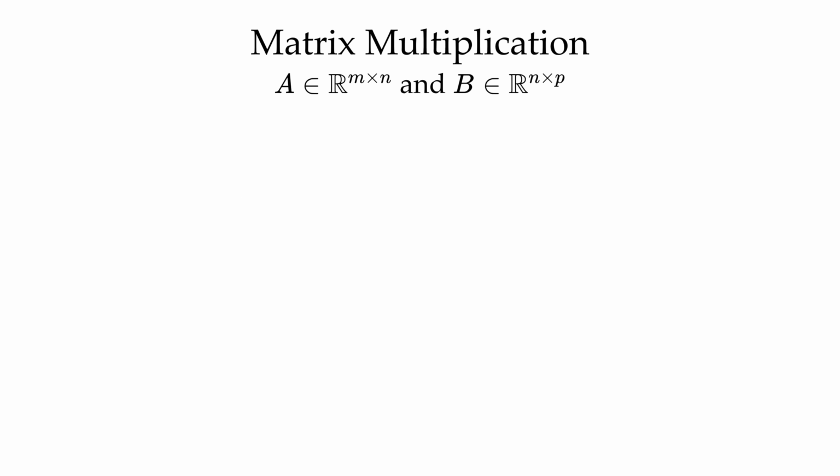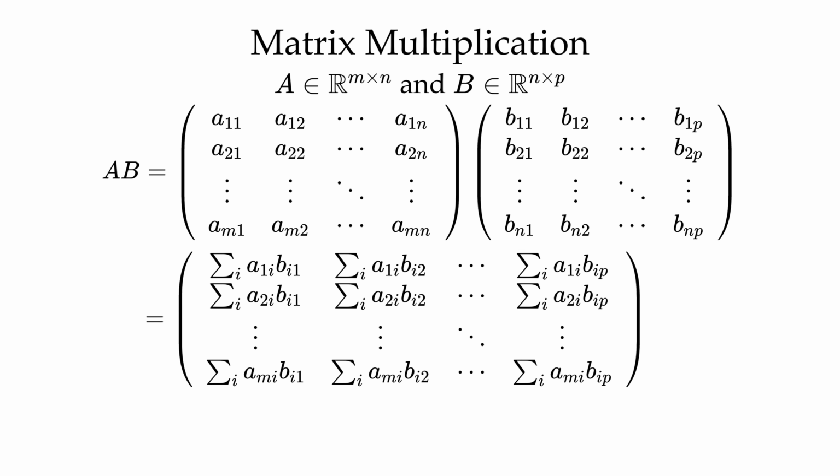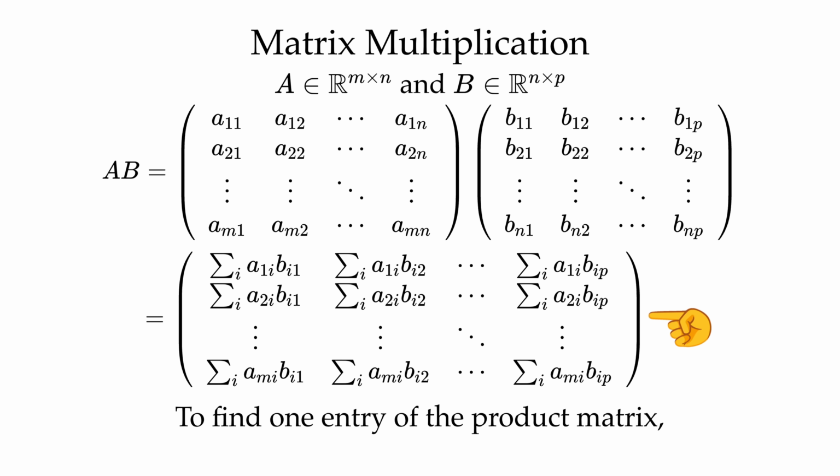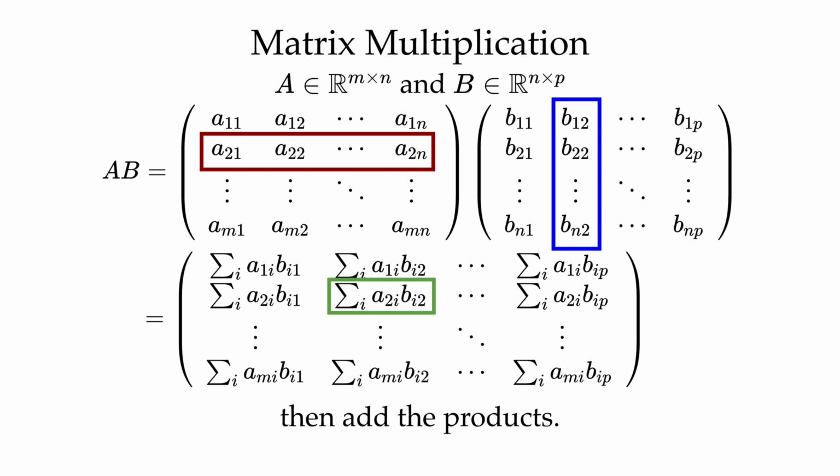The multiplication of two matrices A and B is defined as follows. So let's consider two matrices, A with m rows and n columns, and B with n rows and p columns. Then, to find one entry of the product matrix, we need to multiply the corresponding entries in a row and a column, and finally add the products.